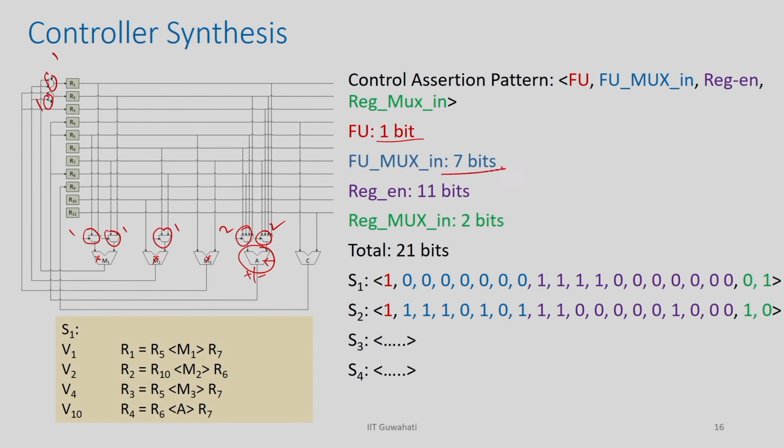So, I need 7 bits here, and I just put this as a different thing. So, register mux in 2 bits. These are the 2 bits and there are 7 bits here. Okay. If there are 11 registers, for each register I need an enable signal. So, I need 11 such bits, right. So, the total number of control signals needed is 1 plus 7 is 8, plus 11 is 19, plus 2 is 21 bits. So, a total of 21 control signal bits is needed.